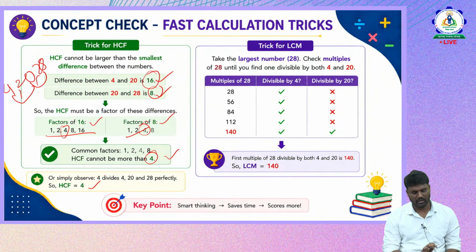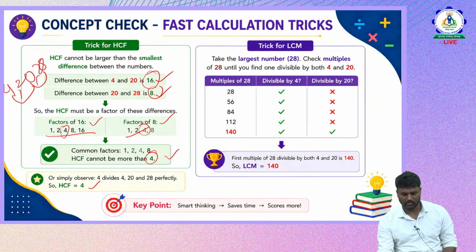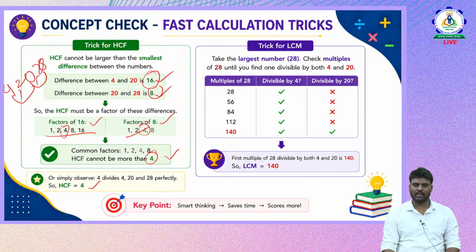So HCF, the highest common factor, is 4. That can also be seen. Then the LCM. So one is that we need to identify the HCF, and next the LCM. When you take the LCM, take the largest number in the given numbers.